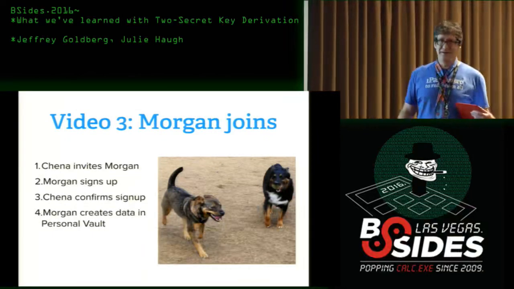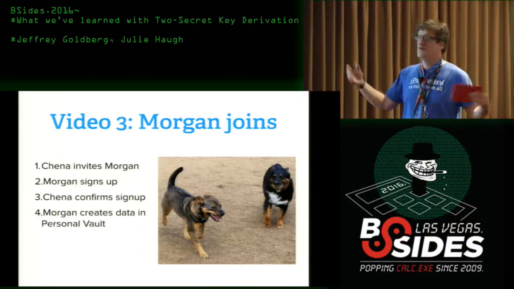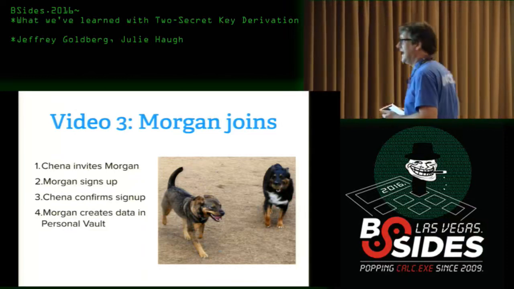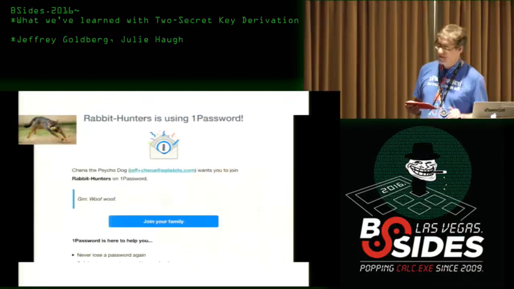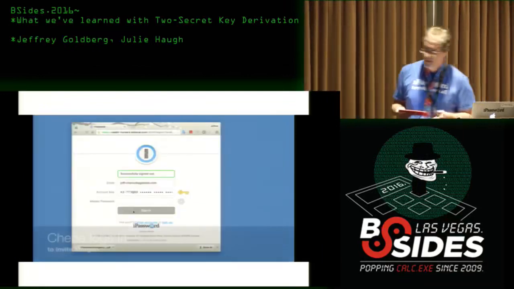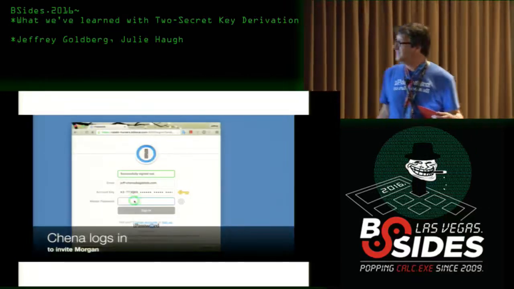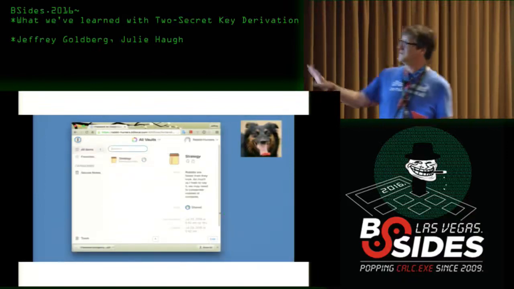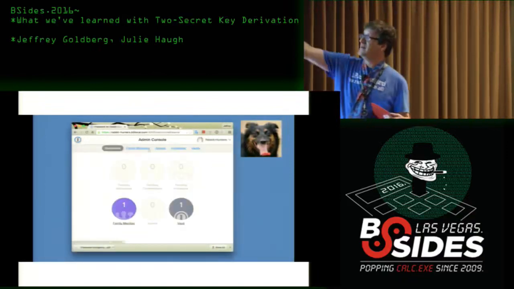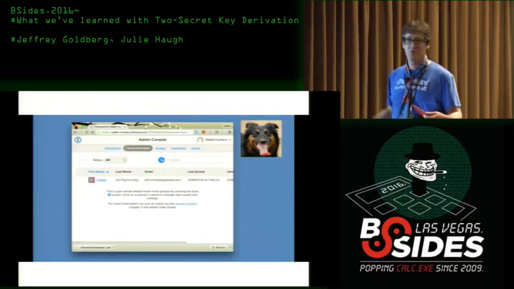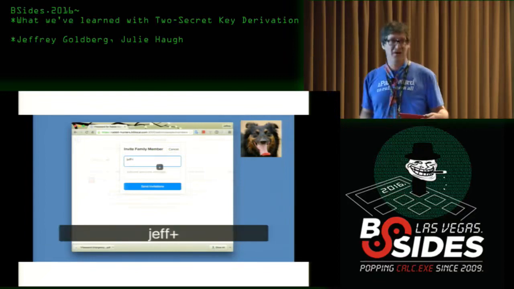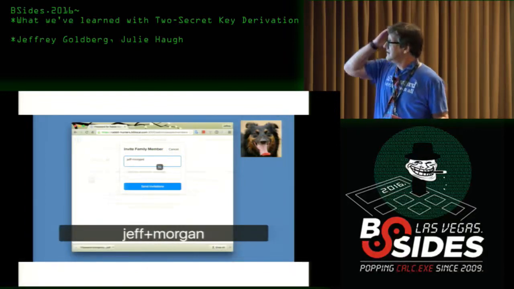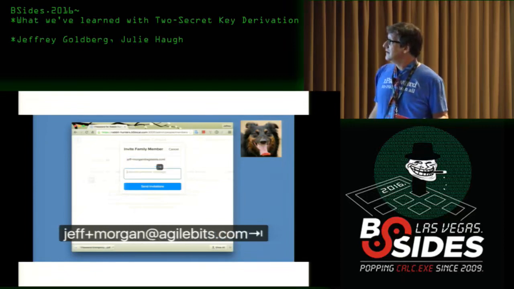Okay, we do need to add more people to this, more dogs to this family. We're going to add Morgan. And that is going to look like this. So first, Chaina's going to log in. Because we're switching back and forth between Chaina and Morgan, you get one of the dogs showing who's actually the one doing stuff now. Also, Chaina uses Chrome, Morgan uses Safari. So Chaina sends an invite.